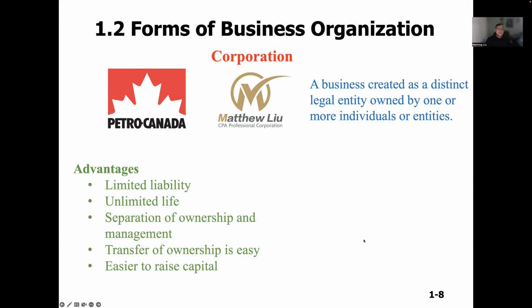What's the advantage? Limited liability. What does that mean? If I am the boss of a corporation, and I have, let's say, $10 million, and I invested $1 million into the corporation, I still have $9 million under my own name. So if I lose the corporation, I lose that $1 million. I still have the $9 million protected. So this is limited liability.